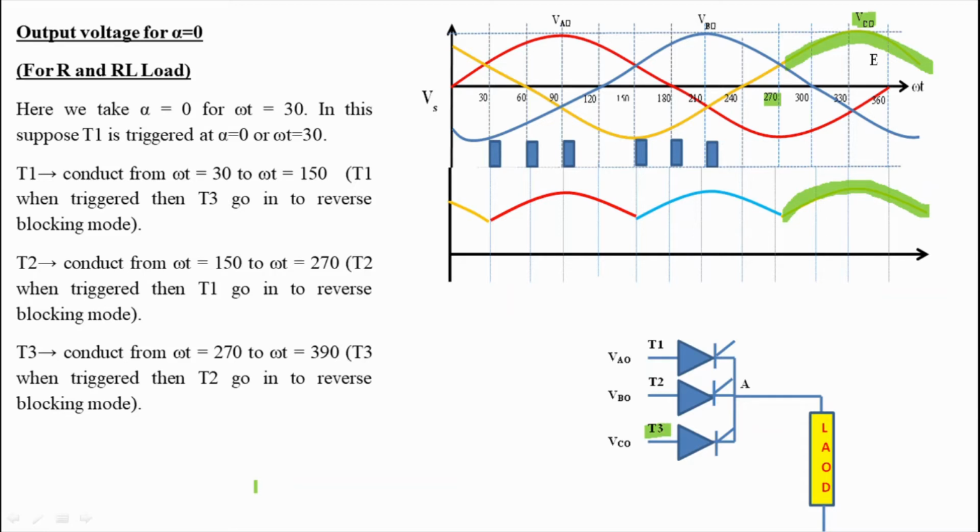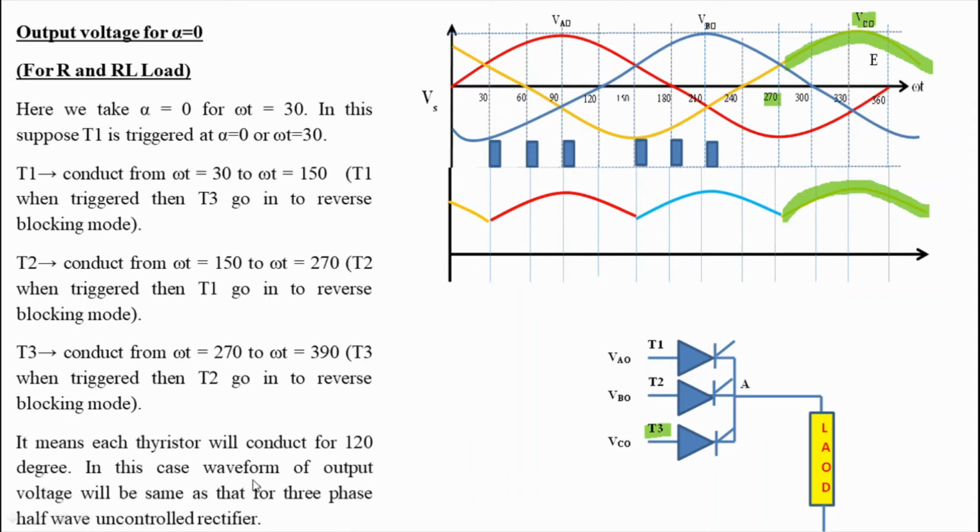In this case, the waveform of output voltage will be the same as that of the three-phase half-wave uncontrolled rectifier, because here alpha is taken as 0, since thyristors are fired without a delay. So it will basically act as an uncontrolled rectifier. So these waveforms are the same as those for the three-phase uncontrolled rectifier.